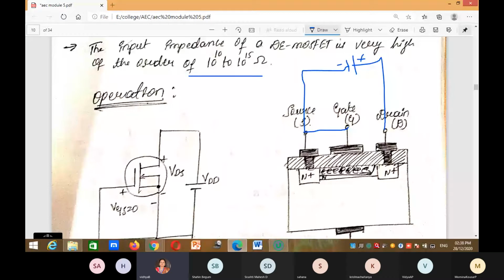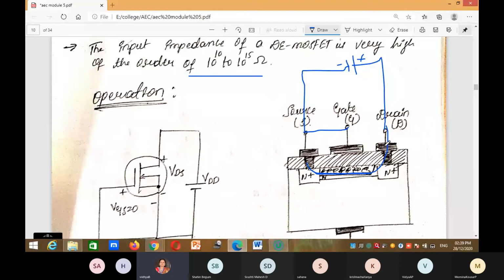The free electrons, what does it do? The free electrons of the N channel will start flowing to the positive drain. It will start flowing to positive drain voltage, and when electrons start flowing towards the drain, then ID, that is drain current, starts flowing. As VDS is applied, current starts flowing.